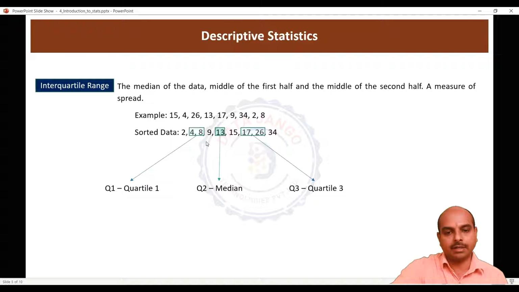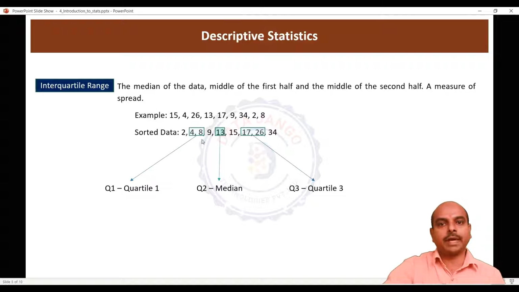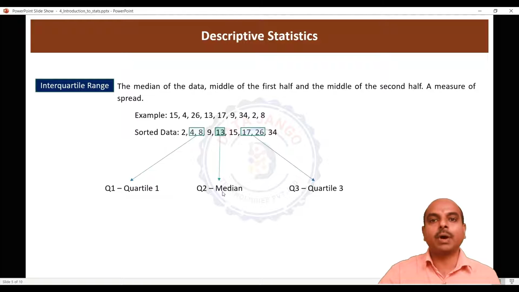We have seen median. To find the median, we took the data and sorted it in ascending order, and then took the middle number as the median. That is called quartile 2. For the first half of the data, from 2 to 9, if you take the median of the first half, that is called quartile 1. And the median of the second half of the data is called quartile 3.